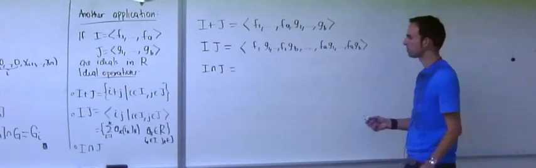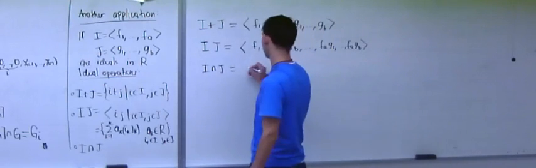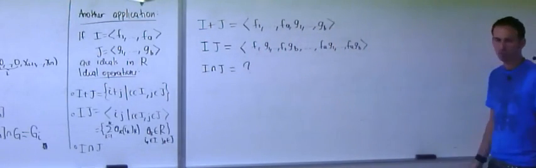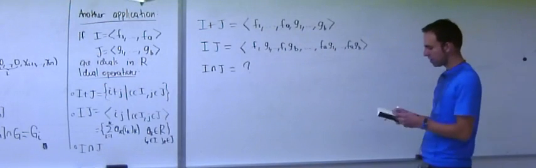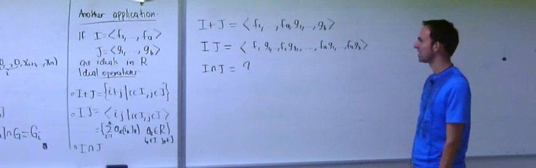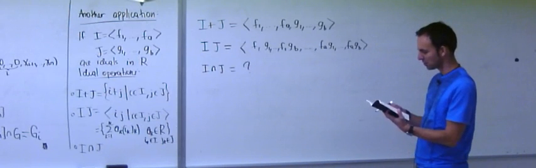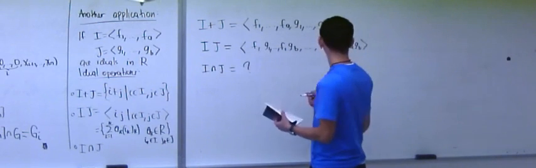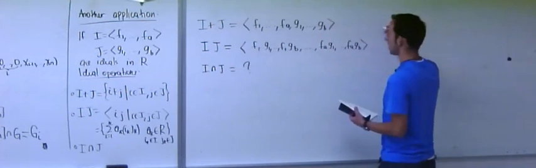Okay? And so this is a serious question. How do you generate the intersection ideal? But since you know that Gröbner bases can do anything, it seems, Gröbner bases can do this also. So I'll show you. Here's a proposition.